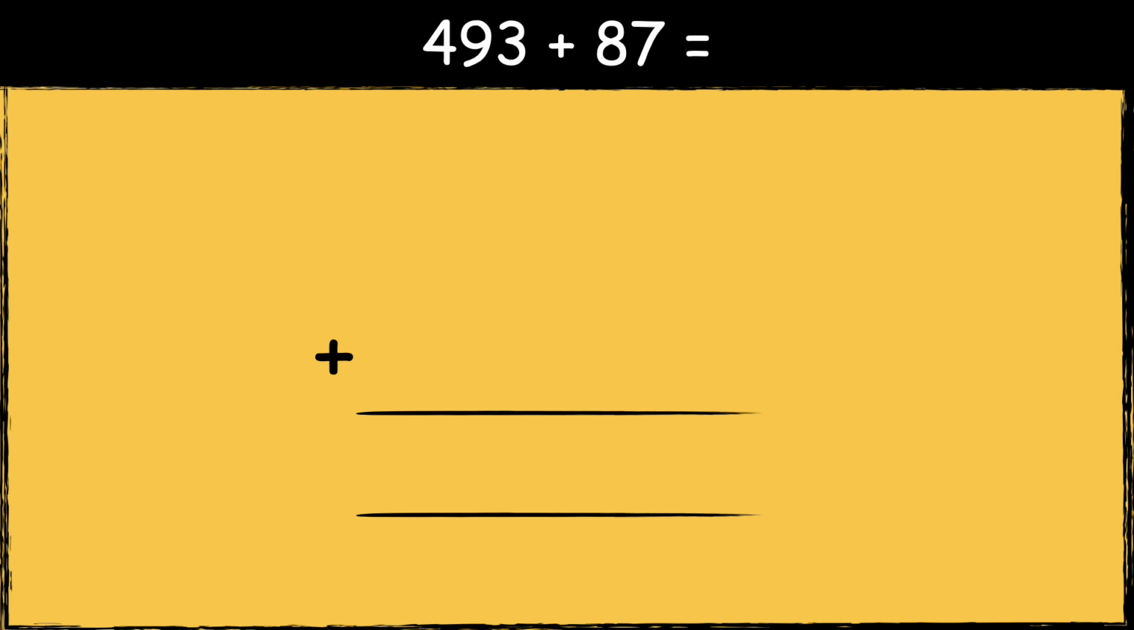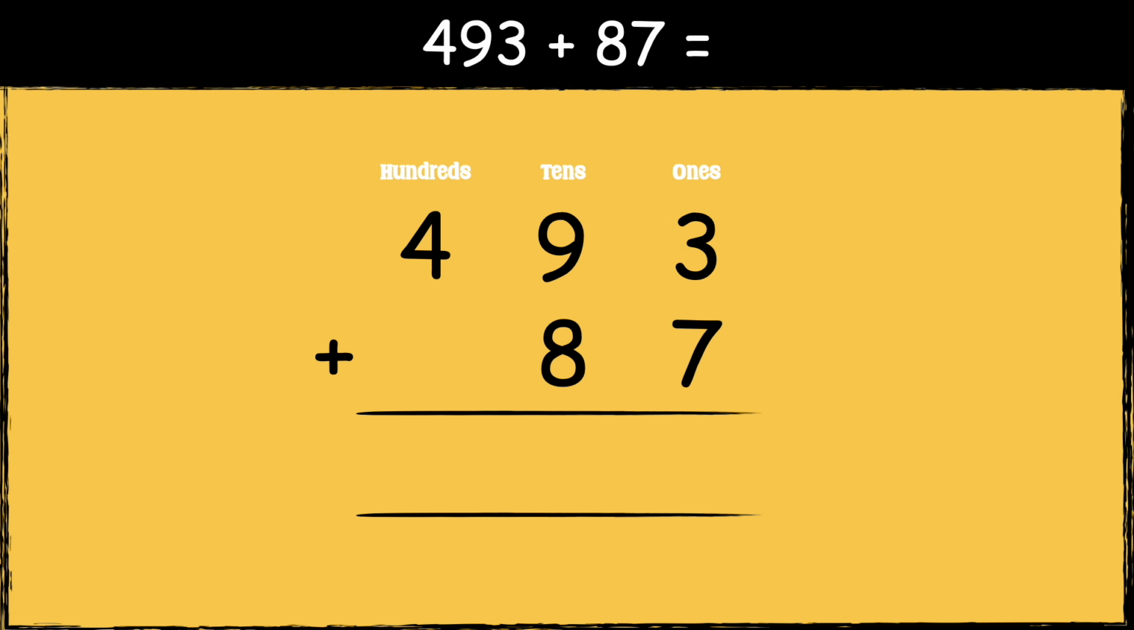Here's the next example. 493 add 87. Remember to line the numbers up correctly. So we have 493 add 87. So now we're ready to add the digits in each column. So we start with the ones. 3 add 7 equals 10. We carry the 10 below in the tens column.